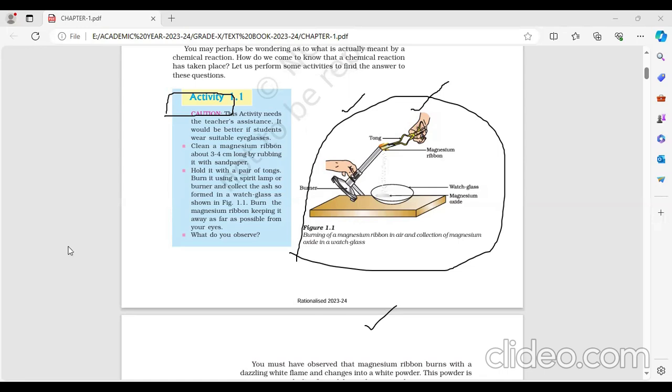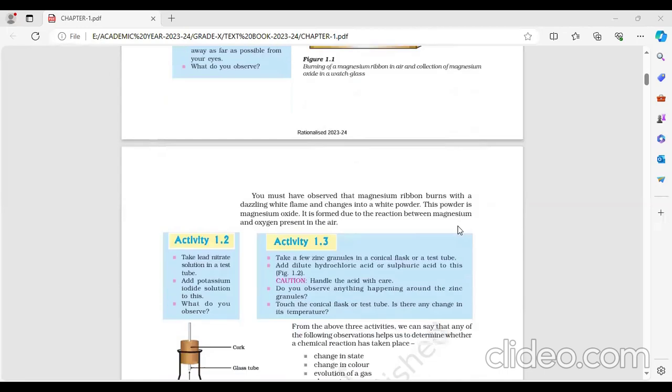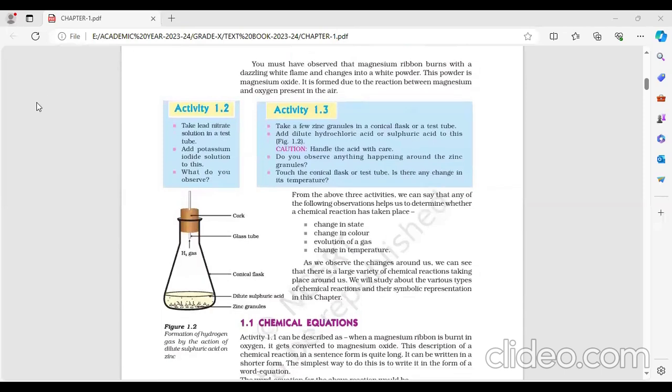Now let us study the next topic. The next topic is activity 1.2. First you should remember one point: in this activity, color changes. In this activity 1.2, we observe two points. One is the color change, and which color?